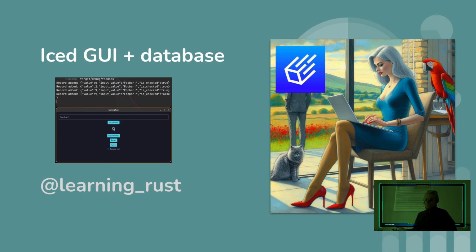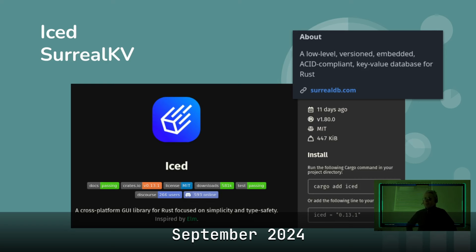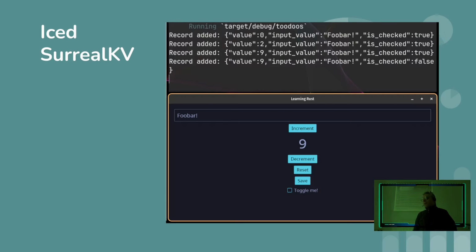This is going to be a work in progress. So we'll look at how the iced GUI works with version 0.13 and then I'll show you what I'm starting to do with the database. This is not finished, but it's working to some extent. So we're using the latest iced, which came out 11 days ago, and cargo add iced. And also we're going to be using it with SurrealKV, which I did the previous video on, which I'll leave a link to. So what did I actually do?